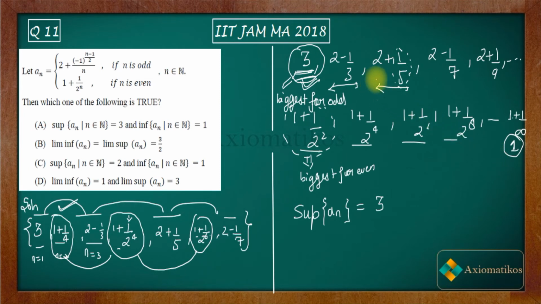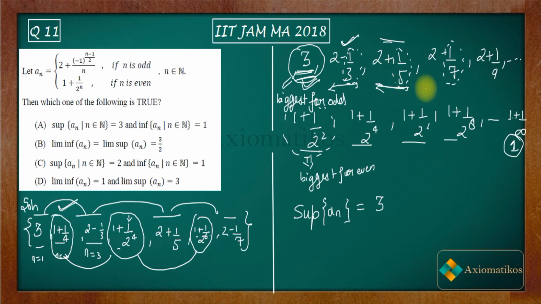Now let us check for the odd one. When n goes to infinity over here, firstly see this thing. You have 2 minus 1 by 3, then you have 2 plus 1 by 5, then you have 2 minus 1 by 7. So what do you think, which one is smaller among these three? This number is smaller. Why? Because you are subtracting 1 by 3 from 2. That's a bigger number. Now this subtraction thing that you are getting will be smaller than the 2 plus 1 by 5 thing. Are you getting my point?